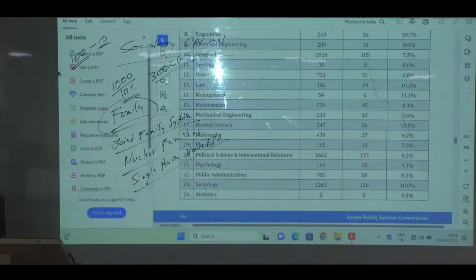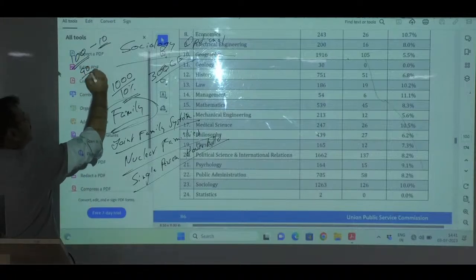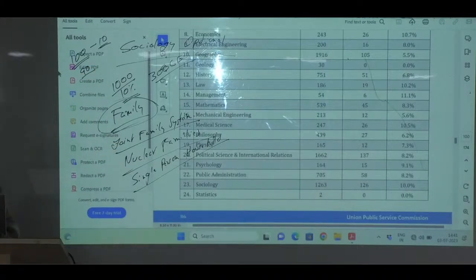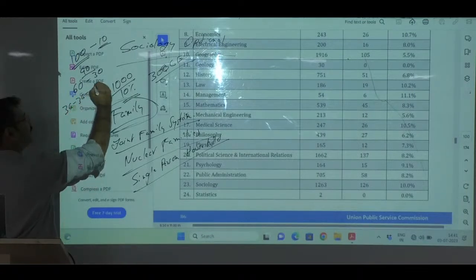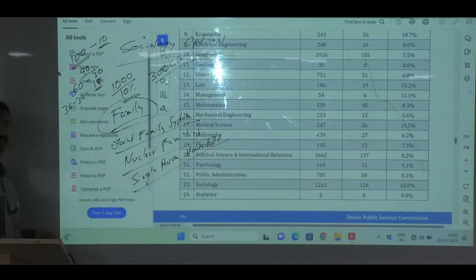Right? Remaining 90 rupees. Say there is one brother and one sister. The brother will get 60 rupees, the sister will get 30 rupees. Say there are two brothers and one sister. The brothers will get 36 rupees each, the sister will get 18 rupees.